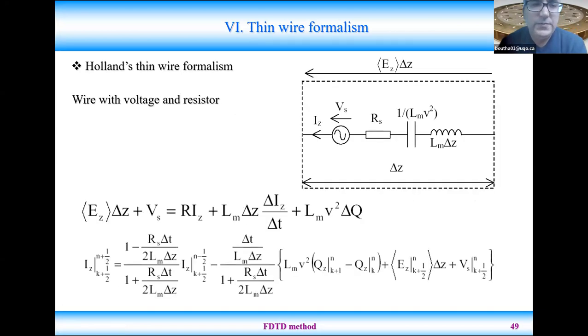If we want to introduce a voltage and a resistor in the wire, we just start with this Kirchhoff equation. Using Kirchhoff's law, we have R Iz here plus Lm delta Iz over delta t plus Lm v squared delta Q over delta z, and we have here the voltage. So we resolve this. What will change is the update of Iz will be different. We'll have the resistor and we'll have the voltage V here.